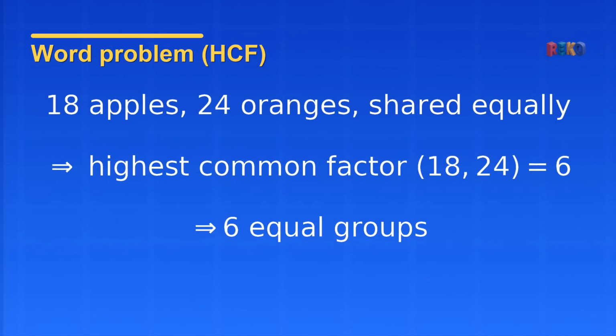18 apples and 24 oranges need to be shared equally. The highest common factor of 18 and 24 is 6, so they can be divided into 6 equal groups, each group getting the same number of apples and oranges.